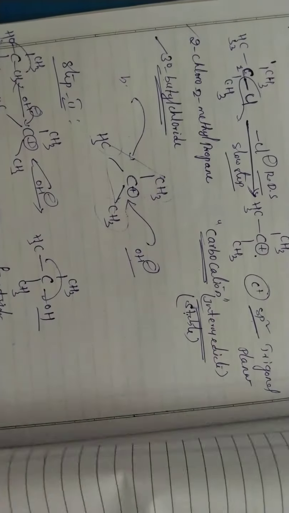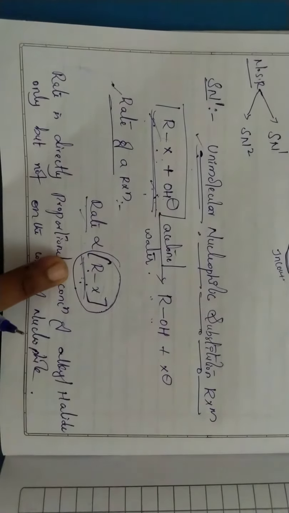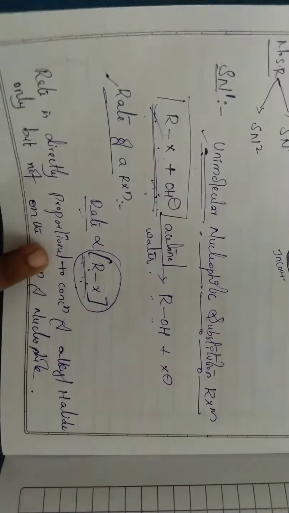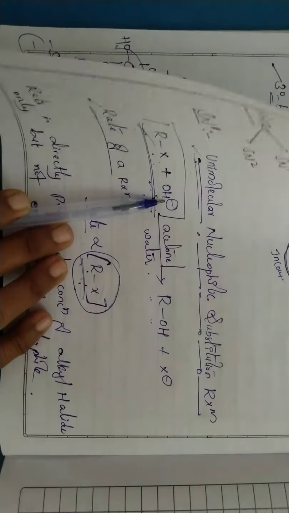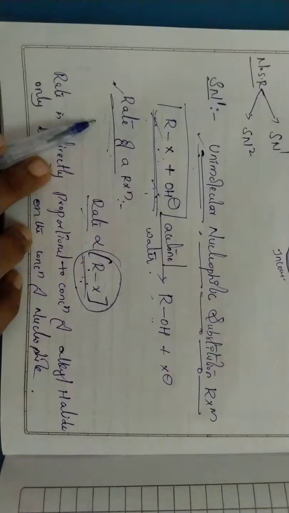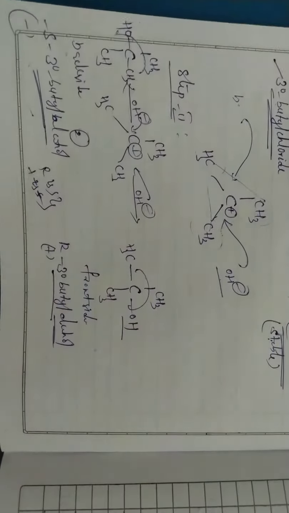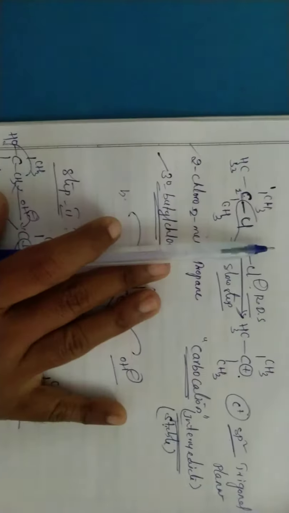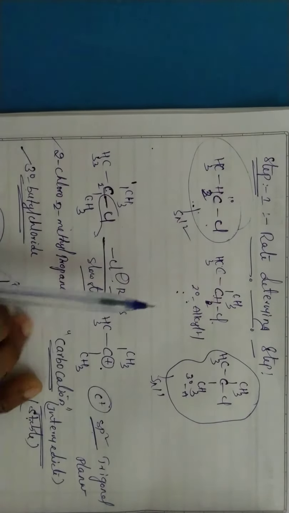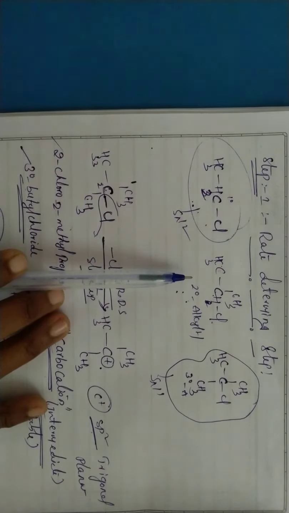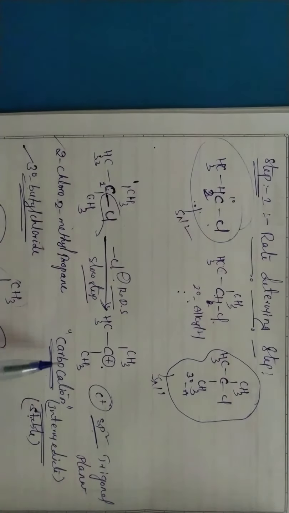So what is SN1 reaction? Here the rate of a reaction depends only on the concentration of the reactant, that is the alkyl halide, but not on the concentration of the nucleophile. Only depends on the concentration of alkyl halide, but not on the nucleophile concentration, that is called unimolecular nucleophilic substitution reaction. This SN1 reaction proceeds through two steps, step 1 and step 2. Step 1 is also called the rate determining step, the slow step in the mechanism, that is called RDS. The intermediate of the compound is the carbocation.